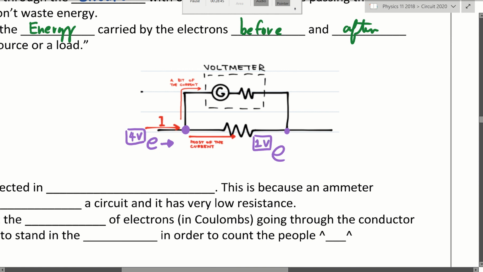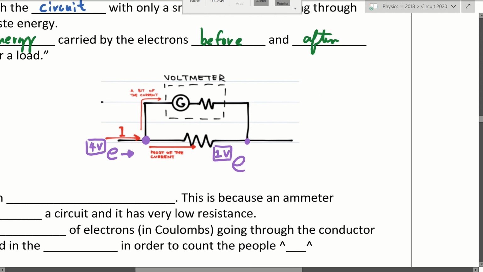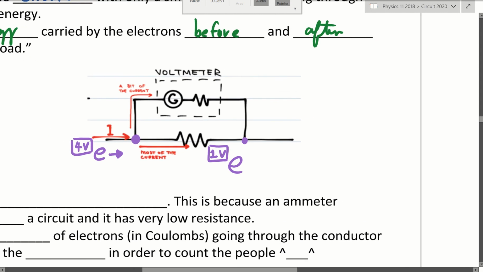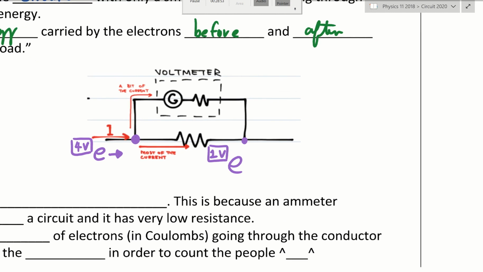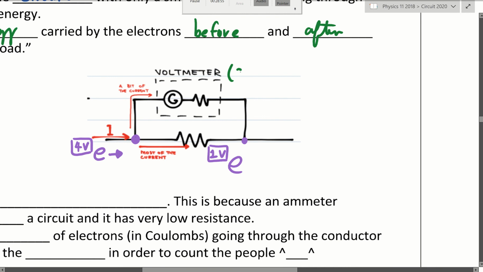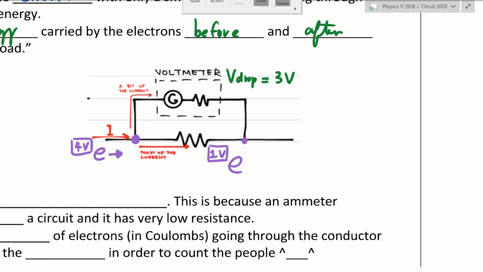So what does that mean? What does that tell you about how much is the voltage drop across this resistor? The voltmeter will give you a reading, which we call the voltage drop, across that resistor of 3 volts. Does that make sense?